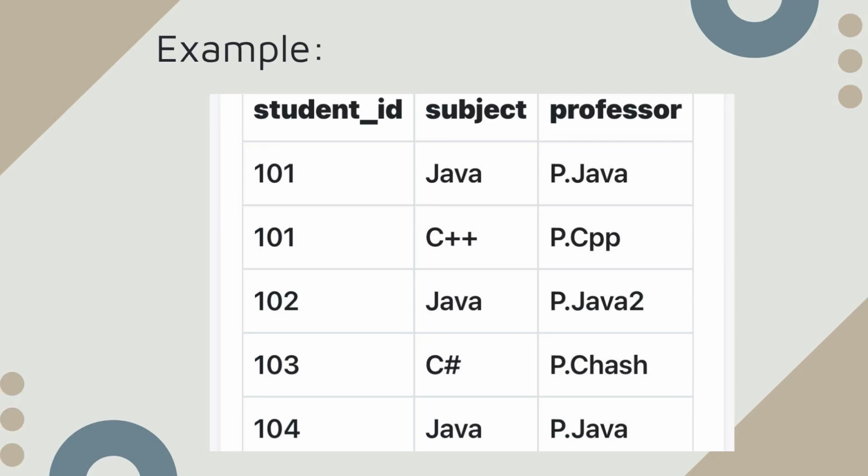Let's understand this through a simple example. Consider a table with 3 columns: student ID, subject, and professor. It contains student information along with their subject and the professor who teaches that subject.